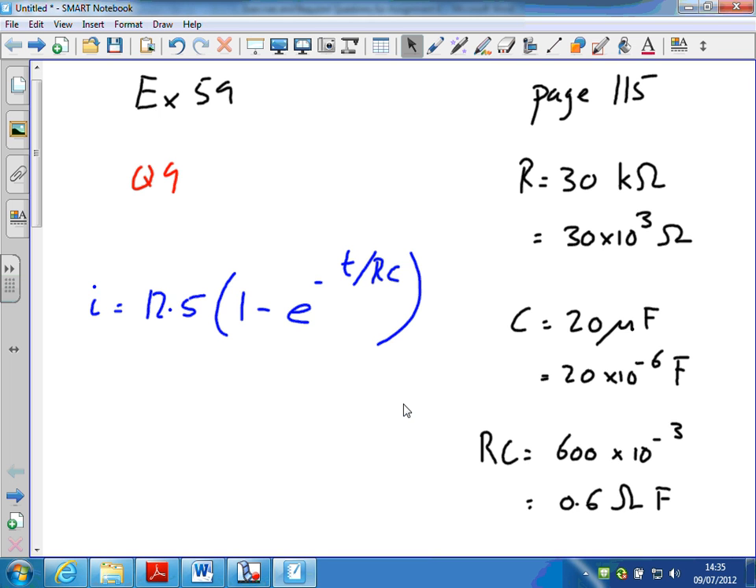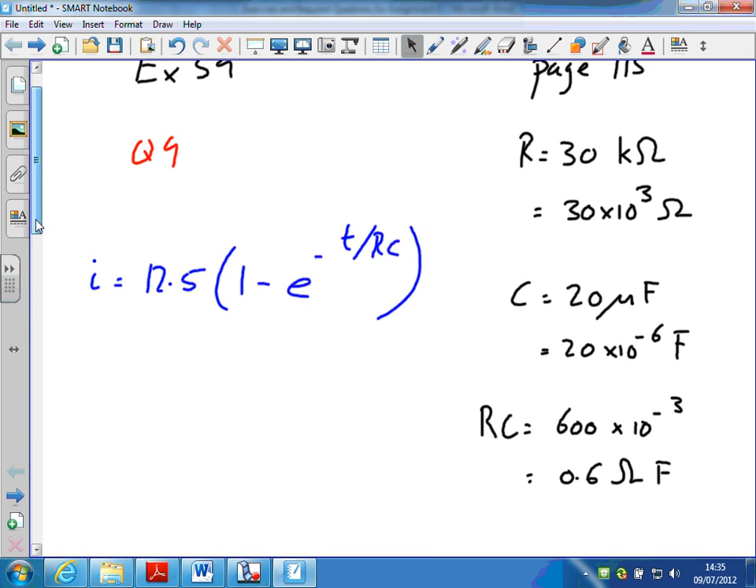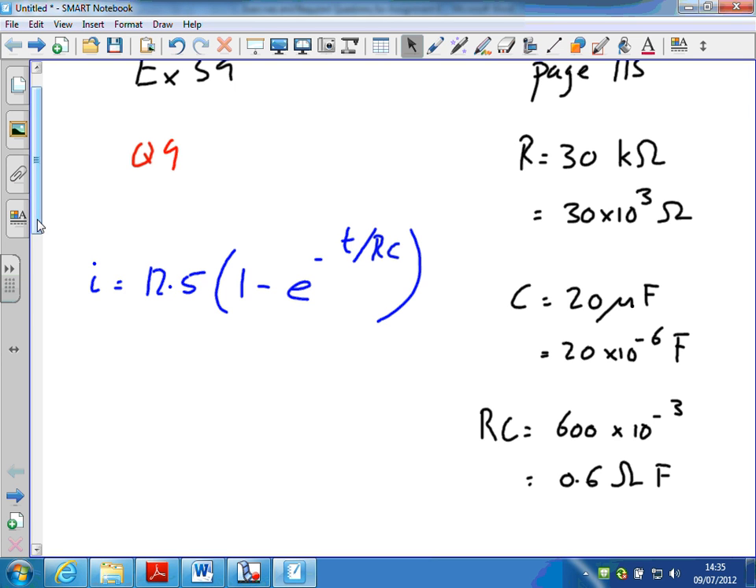Exercise 59, page 115, question number 9. In this particular question, we've got an exponential growth to a limit curve. The 1 minus e to the minus t over RC is an exponential growth to a limit. So if I were to plot the curve, it would look like this.